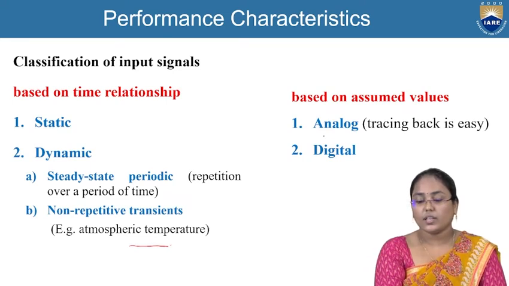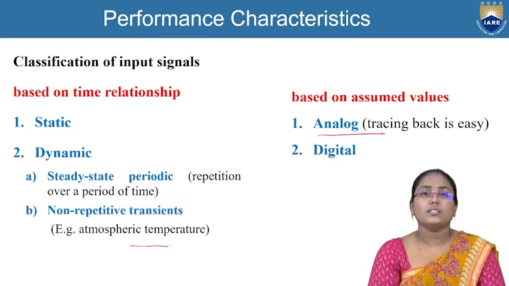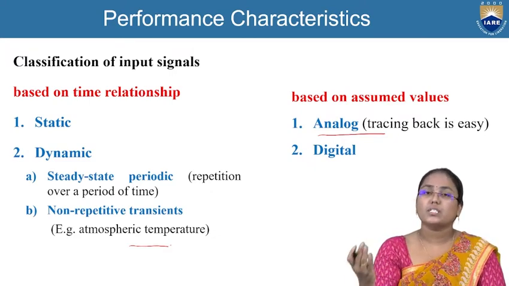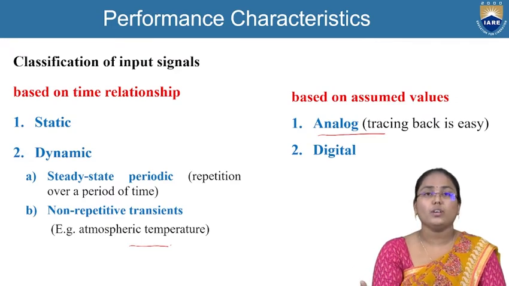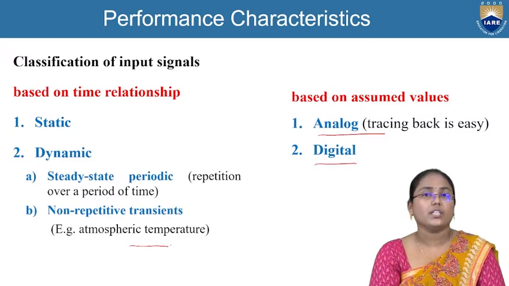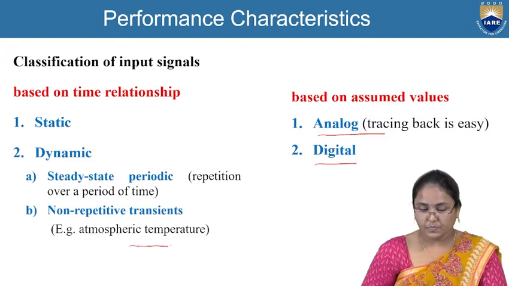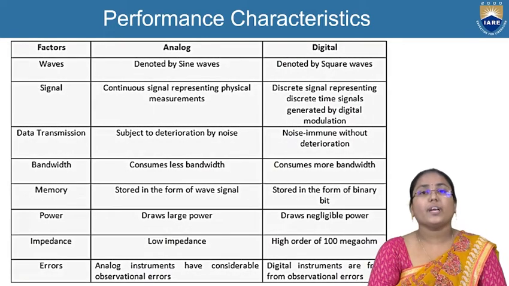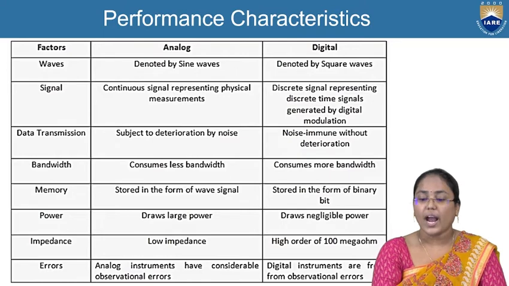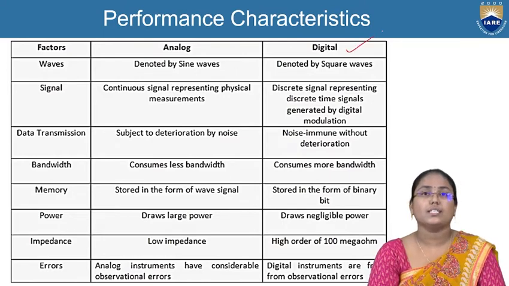Here the advantage of the analog signal is that we can trace back the signal even after doing some signal modification in the process. Still we can trace back the signal by doing the reverse of the particular operation, whereas tracing back is difficult in the digital signals. But still, when we look at different factors of analog and digital signals, the major factors are advantageous for the digital signals only.